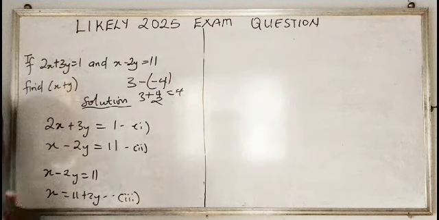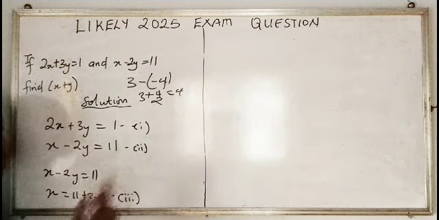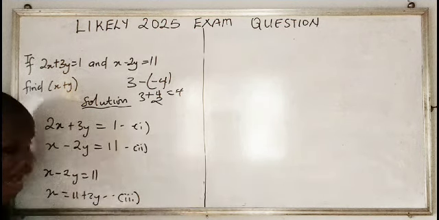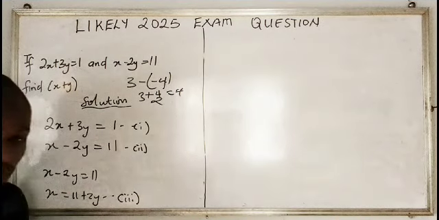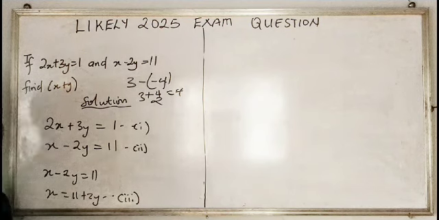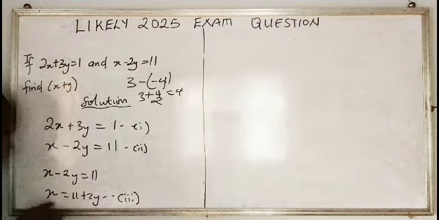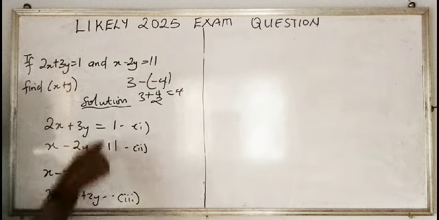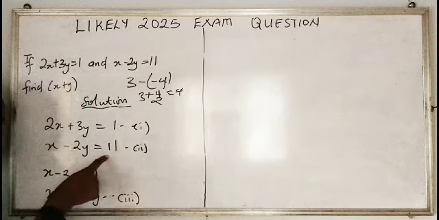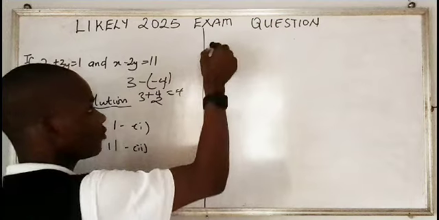Assuming I make a subject of the formula from equation 1, when it's time for substitution, I won't substitute it into equation 1. Rather, I will substitute it into equation 2. I don't know if you are following, but if you are following, write down. But if you are not, please try to repeat it and try to understand what I'm saying. Alright? So this is x equals 11 plus 2y, which is our equation 3. So we are going to substitute it into equation 1, not equation 2, because we derived equation 3 from equation 2.